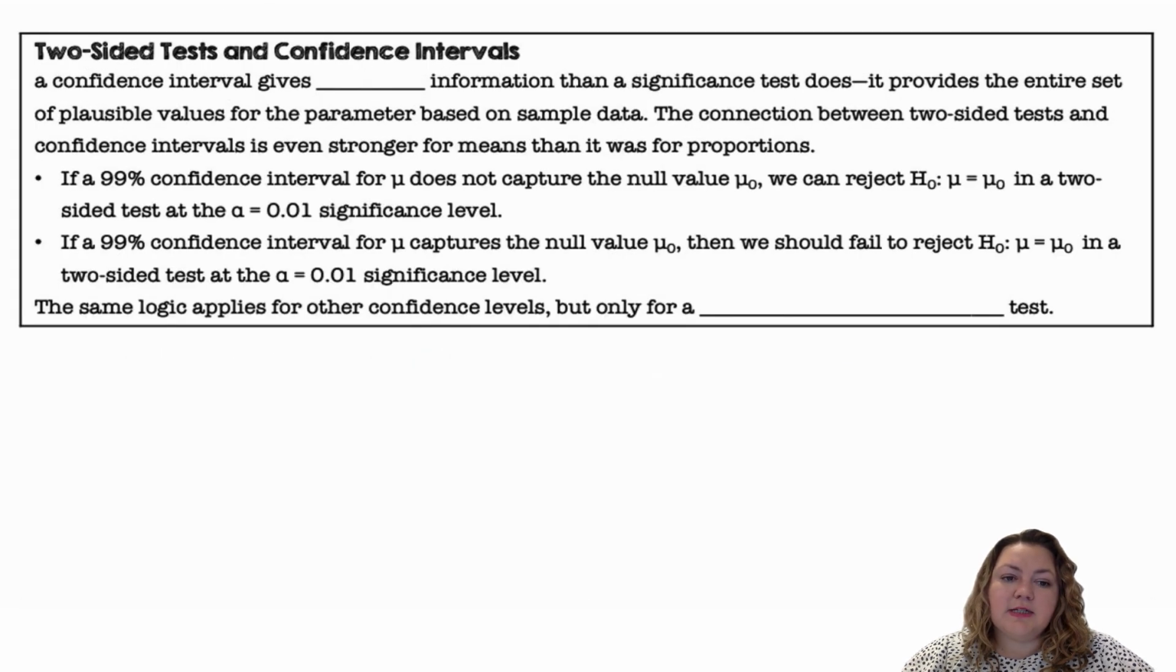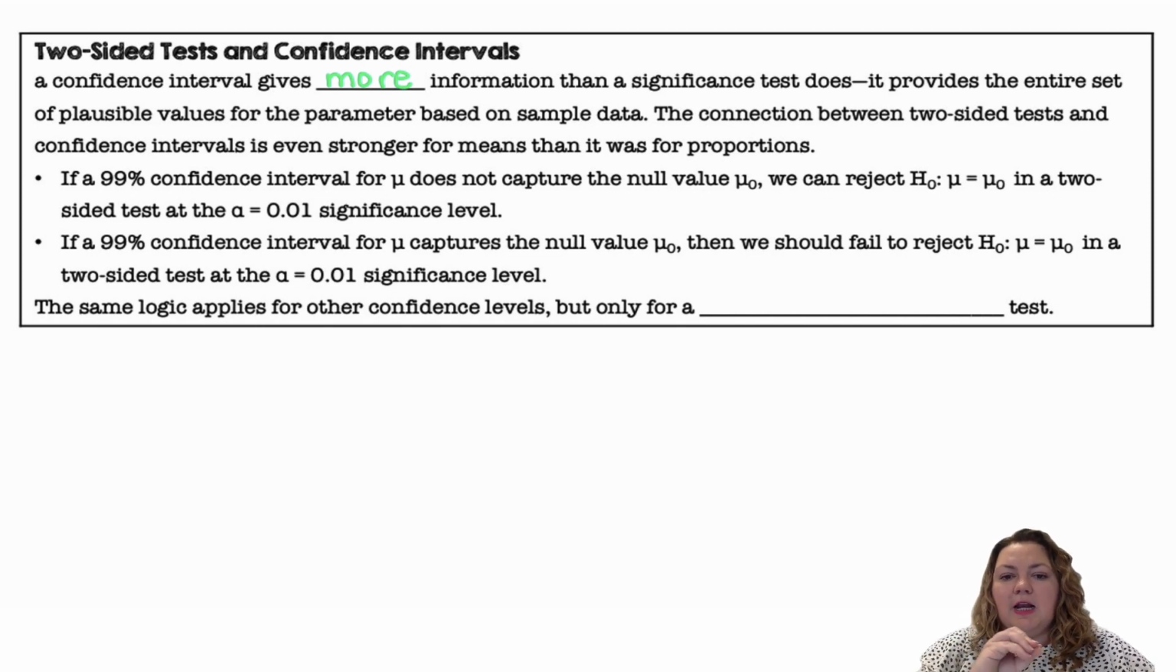All right, a two-sided test and confidence interval. A confidence interval gives more information than a significance test does. It provides an entire set of plausible values for the parameter based on sample data. The connection between a two-sided test and a confidence interval is even stronger for means than it was for proportions. So, if a 99% confidence interval for mu does not capture the null value, we reject the null hypothesis in a two-sided test at an alpha of 0.01 significance.